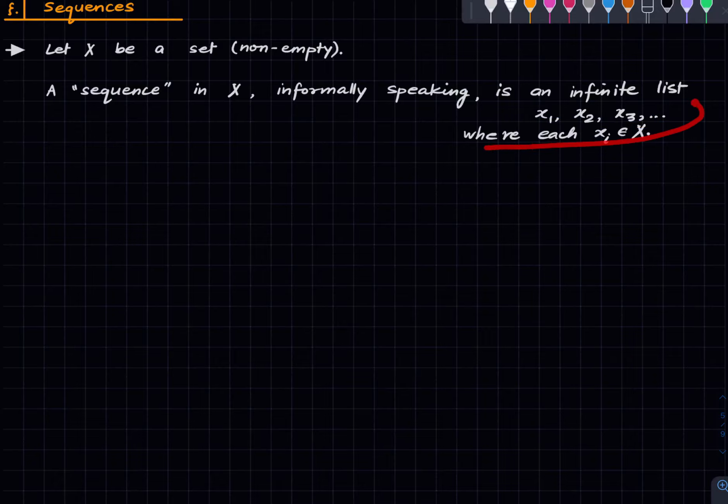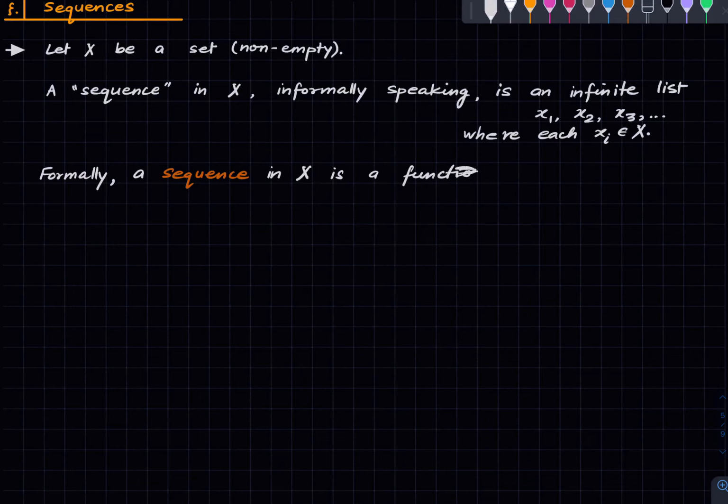So we need to formalize this, and this formalism actually helps. So formally speaking, a sequence in X is a function from the naturals to X. That is the proper definition of a sequence. What does it do? It picks a natural and outputs an element in the set X.